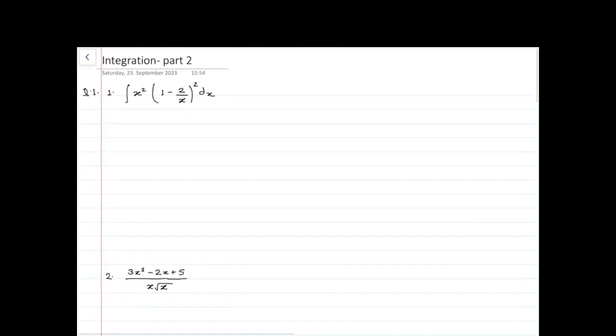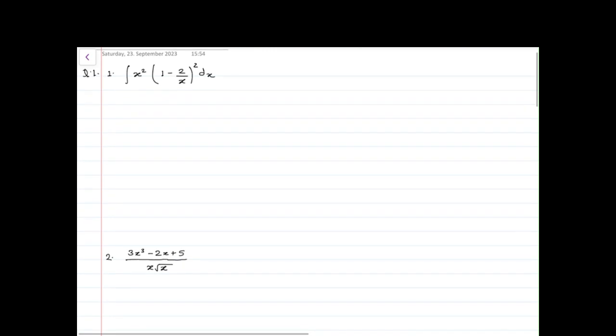Welcome back. So as promised in the last video, we are going to solve some problems on integration. Now I will show you how to do the simplification by using the formulas. I'm not covering all the questions, but most of the important ones, and you will get the idea to solve the other problems as well.